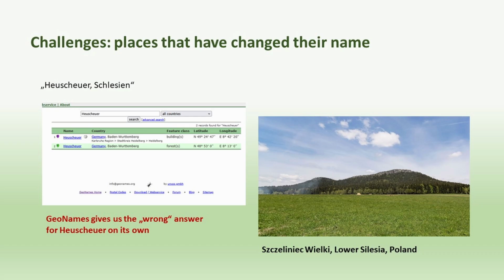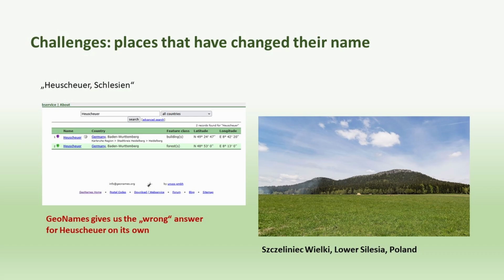Here's a locality, Heuscheuer, and there is a Heuscheuer in Germany, in the Baden-Württemberg state, but it's not the one we're looking for. We want one in Silesia, which is now in Poland, and so we have to do a bit more searching to track down the correct current name so that we don't put the wrong locality in our database. And this is particularly an issue in Central Europe.